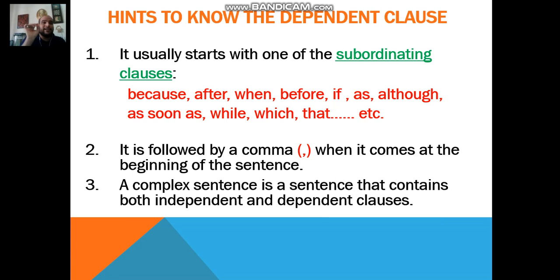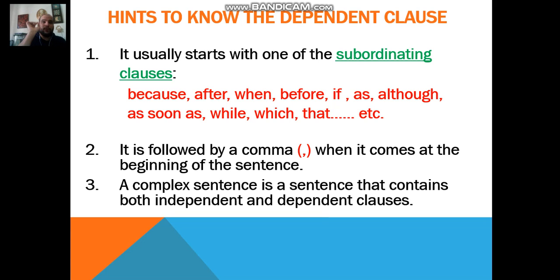The dependent clause usually starts with one of the subordinating conjunctions. Before the exam, you have to learn it by heart. You don't have another option: because, after, when, before, if, as, although, as soon as, while, which, and that, and we still have 14 others. Okay? But stick to those, okay? Because, after, when, before, if, as, although, as soon as, while, which, and that.